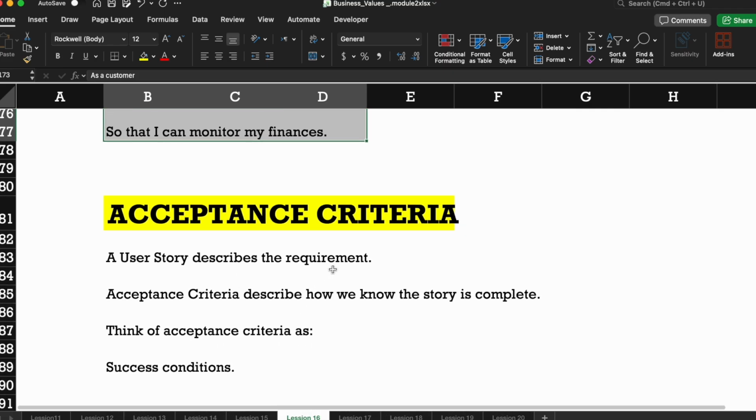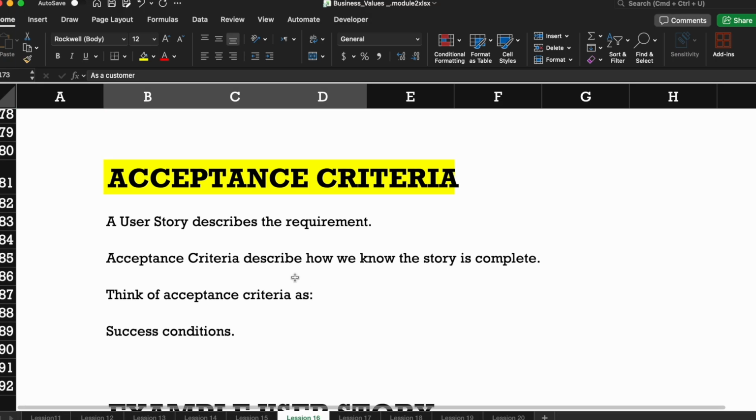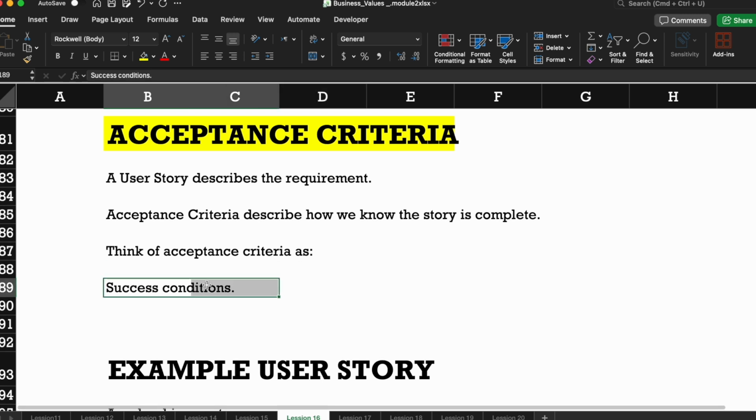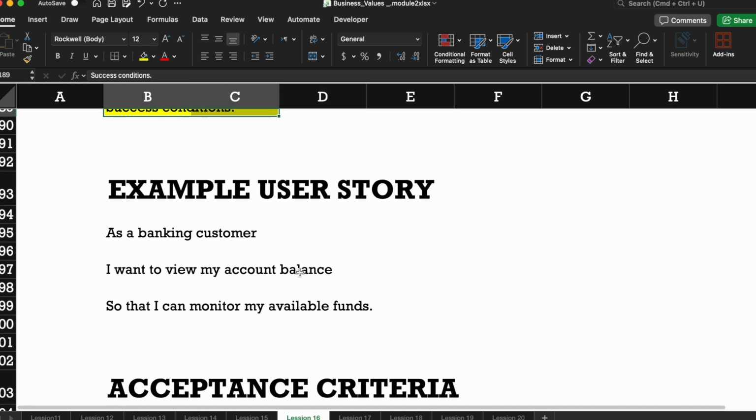So acceptance criteria will help the testers to write the test cases to validate that one. So definition of done for that particular user story you are working. Okay, so acceptance criteria describe how we know the story is completed. Think of acceptance criteria as a success condition. Okay, so now let's take one example.